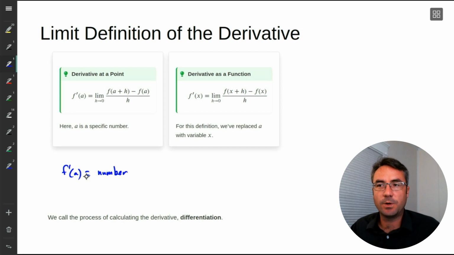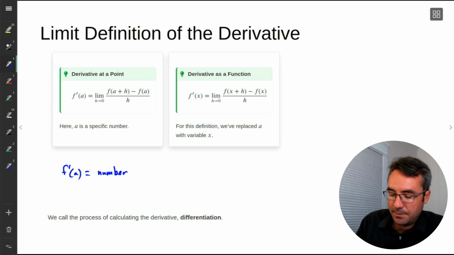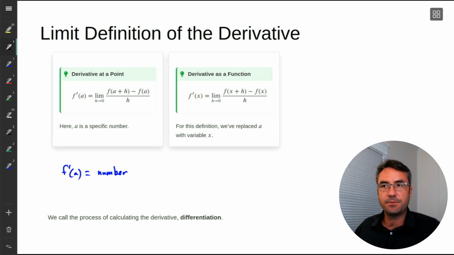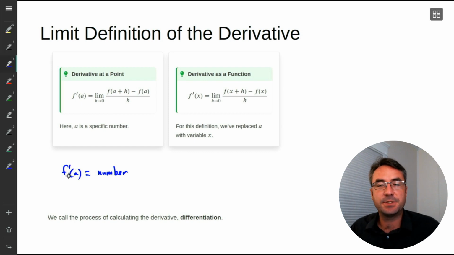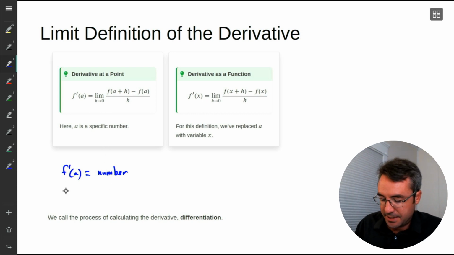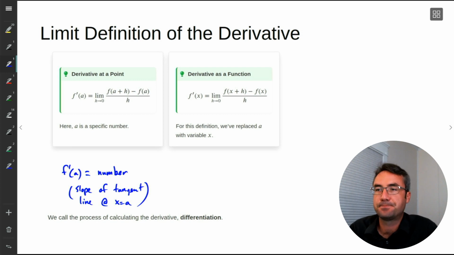And as an example, what does this number sometimes represent? Well, as we saw in the last lesson, there are some applications for these limits. So a lot of times we think of this as the slope of the tangent line. If we're calculating the derivative at a specific point, f prime of a, what the number represents is the slope of the tangent line at x equals a, at that specific point.